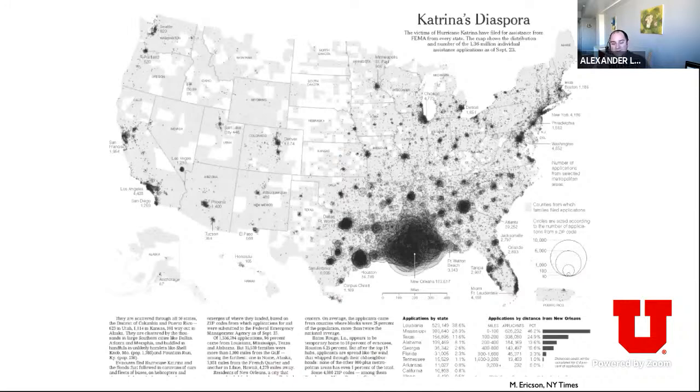And I did show this map in one of the introductory lectures, which shows the diaspora of Katrina, where you have these proportional symbols showing where people moved when they moved out of New Orleans. And of course, here we run more into this problem of overlap, because what we can see here is that people mostly moved regionally, but also moved to other urban centers in the US.